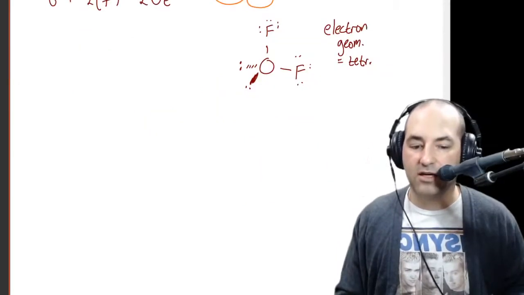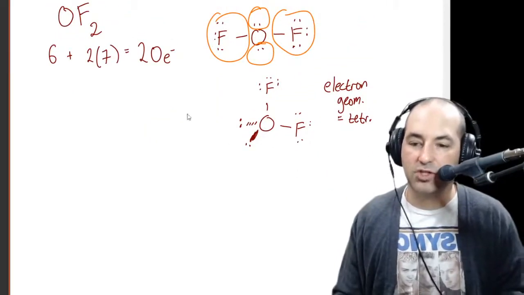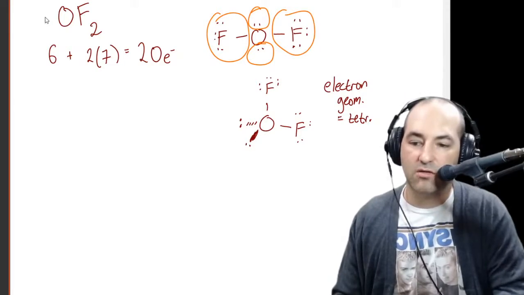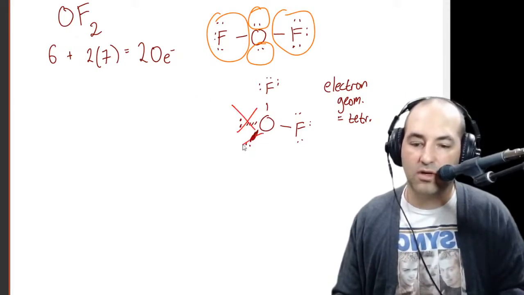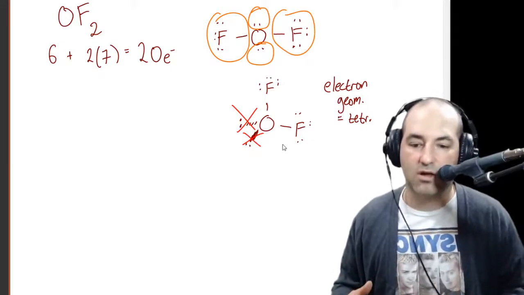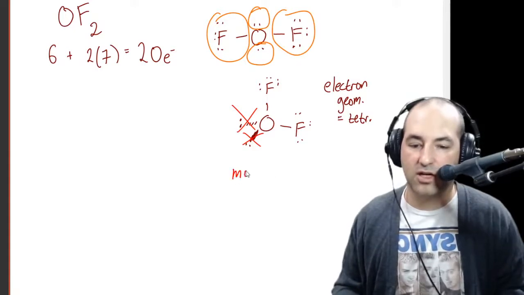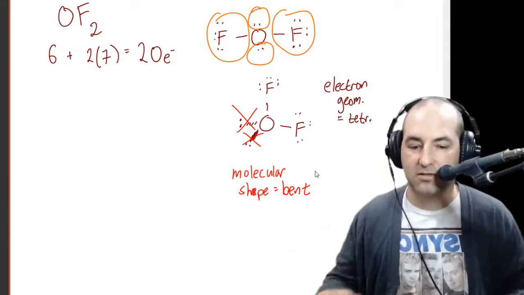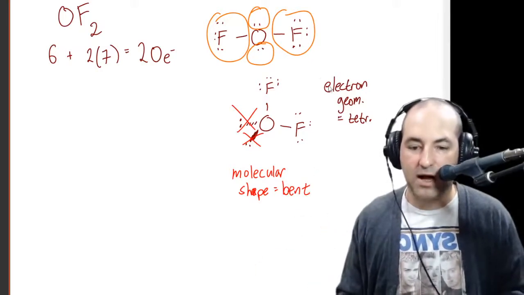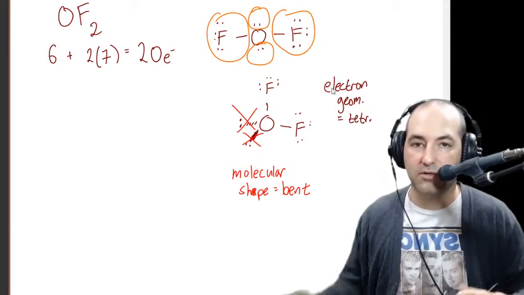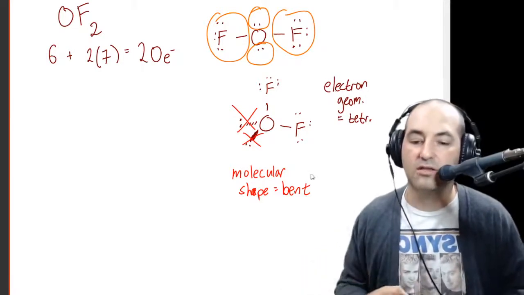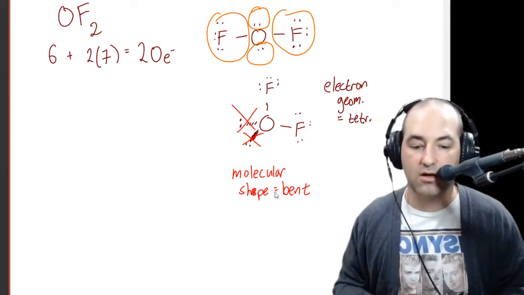But then we also have the actual physical shape that we see. The physical shape that we see doesn't include the electrons because we don't actually see them taking up space. So we see this, and that type of structure is bent. So the electron geometry is tetrahedral, but the molecular shape is bent. So you have two possible ways of describing the structure: the electron geometry, how everything is laid out, including the electrons, and the shape, which doesn't include the lone pairs.